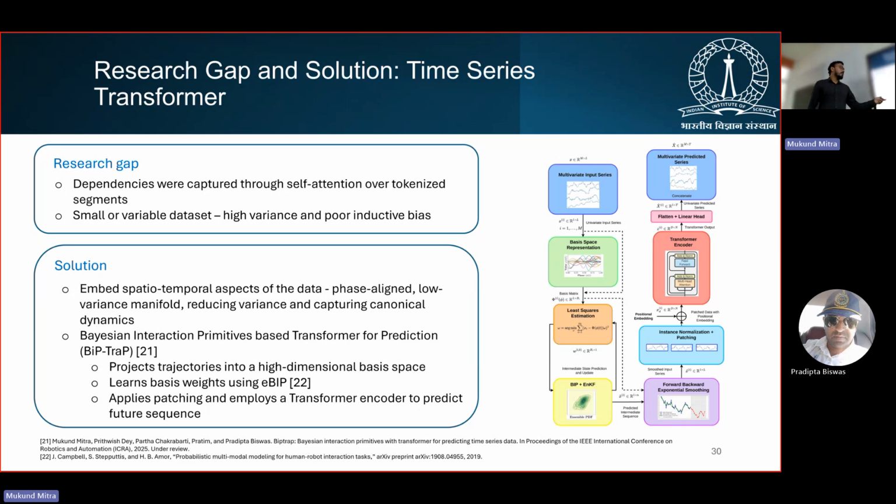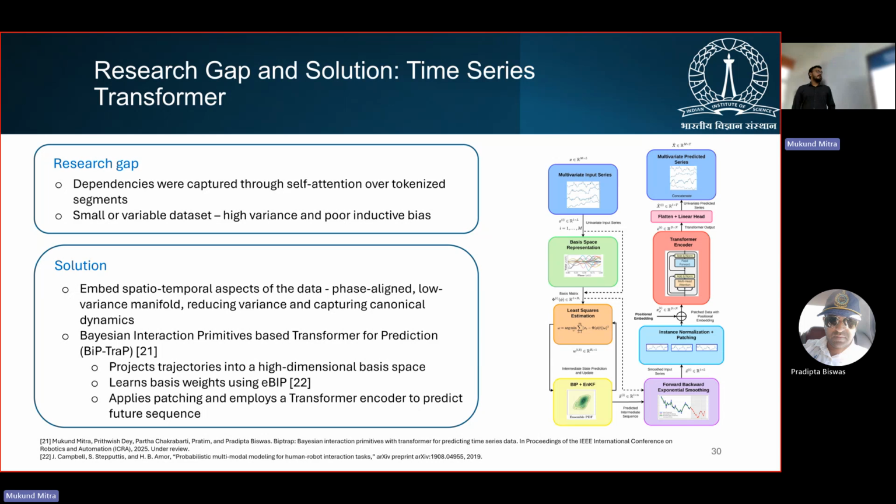So we propose a patient interaction primitives based transformer that is WIP-trap for time series prediction. Here we took motivation from a previous approach using Bayesian interaction primitives, and we combine it with a transformer to predict future data.